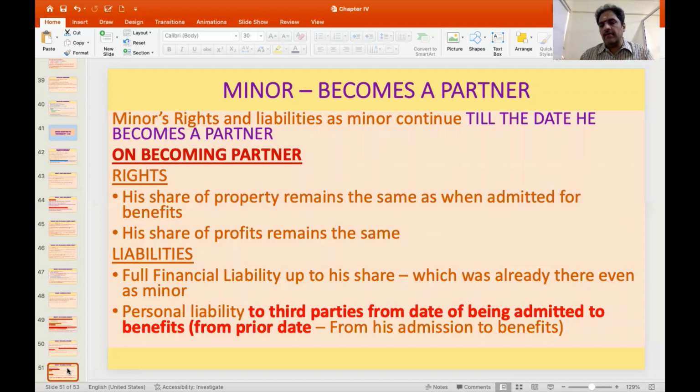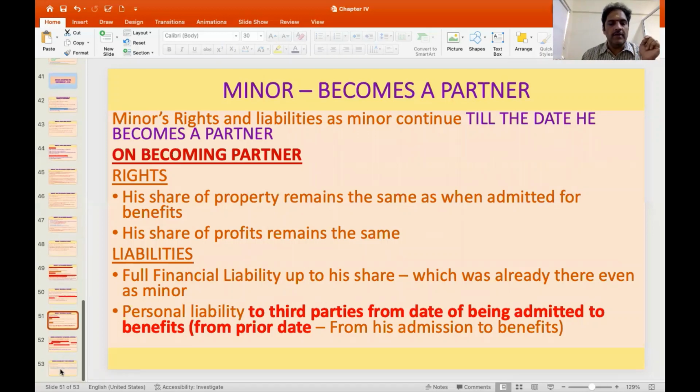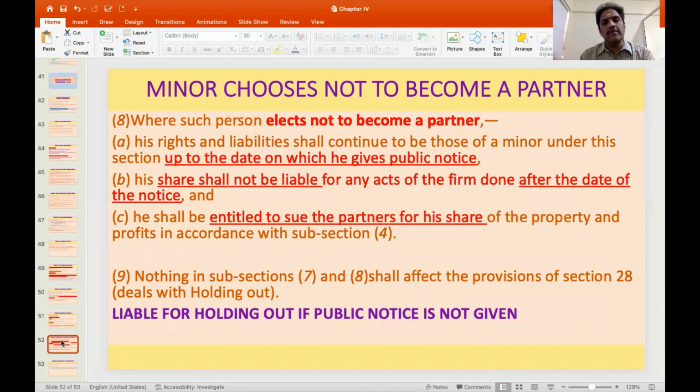As far as the liability is concerned, he was already having the financial liability up to his share, which will continue to operate. But personal liability to third parties for acts done by the partnership will date back to the date from which he has been admitted into the benefits of the partnership. So the personal liability also will kick in from a back date, the date on which he has been admitted into a partnership. Now, in case he does not choose to become a partner, what will be the impact?